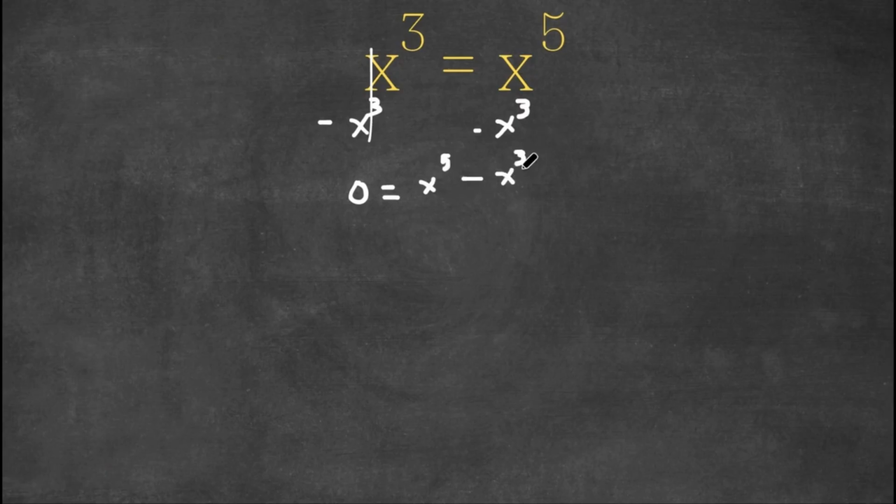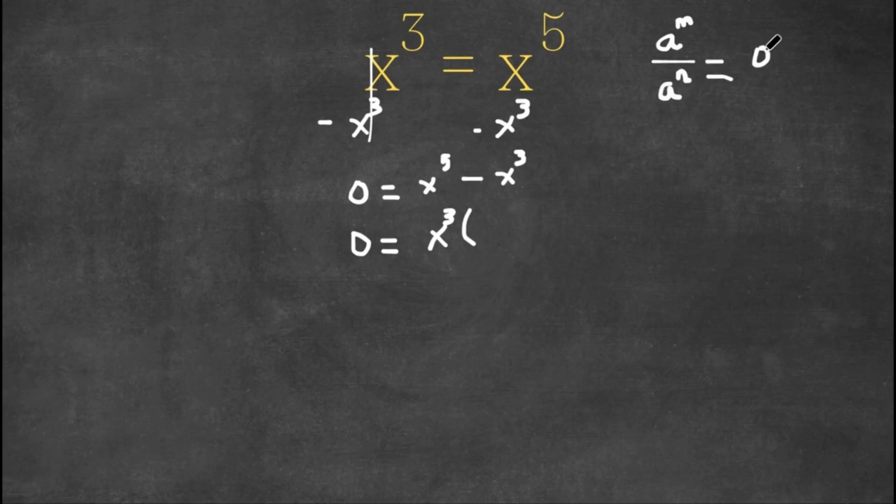So now we're going to factor out x to the power of 3 from this, because that is the greatest common factor of these two terms. So we have 0 equals x to the power of 3 times, well, what's x to the power of 5 divided by x to the power of 3? An important property of exponents is that a to the power of m over a to the power of n is equal to a to the power of m minus n.